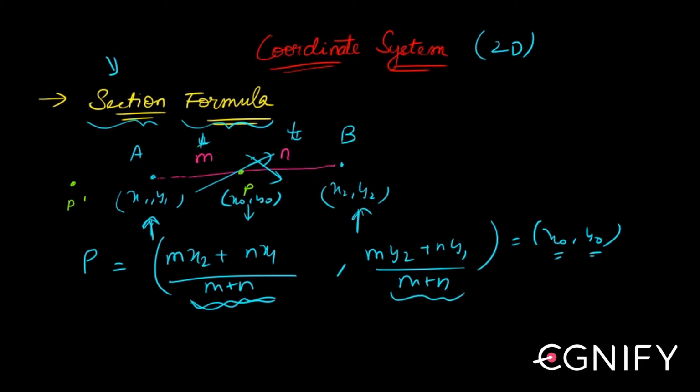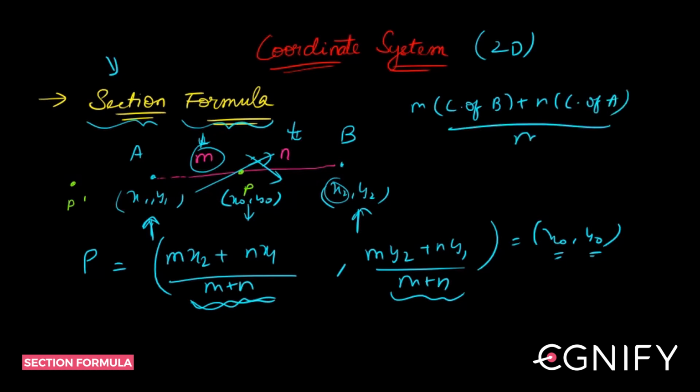So remember, do m into the coordinates of B plus n into the coordinates of A divided by m plus n, right? You do this for your x coordinates and then comma, do that for your y coordinates. So this will be the coordinates of P. Likewise, P dash, this point P dash that you see, is dividing. This is called internal division, because the point is lying in between A and B.